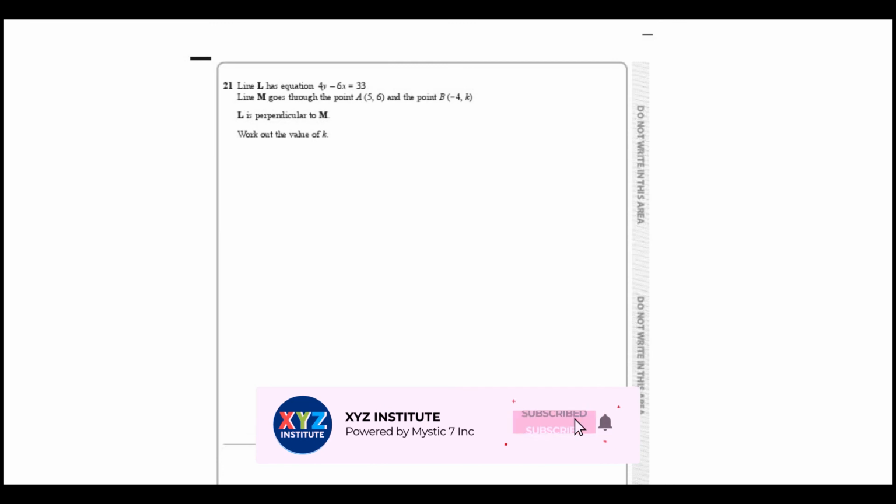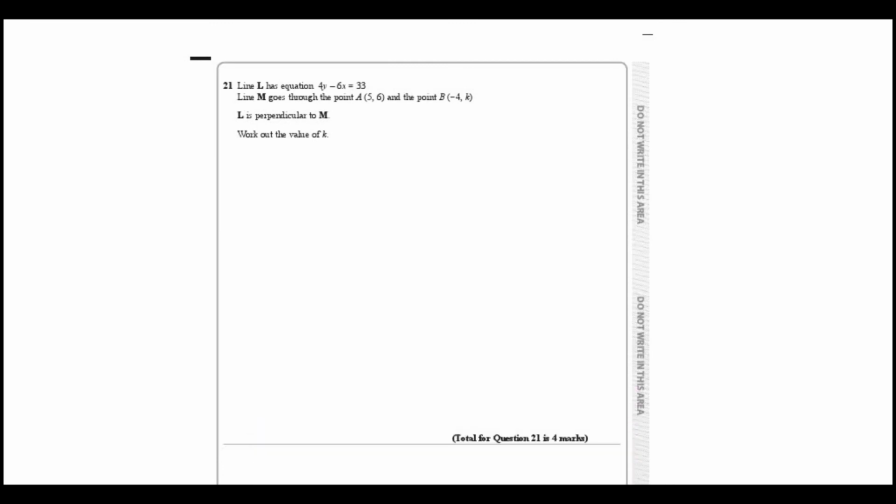Question number 21. Line L has equation 4y minus 6x equals 33. Line M goes through the point A (5, 6) and point P (minus 4, k). L is perpendicular to M. Work out the value of k.